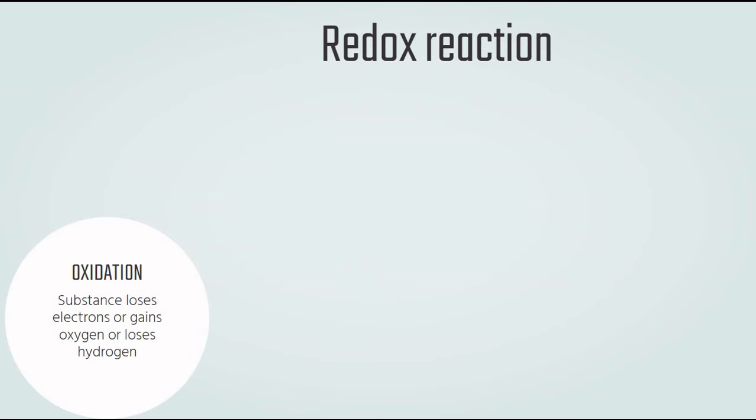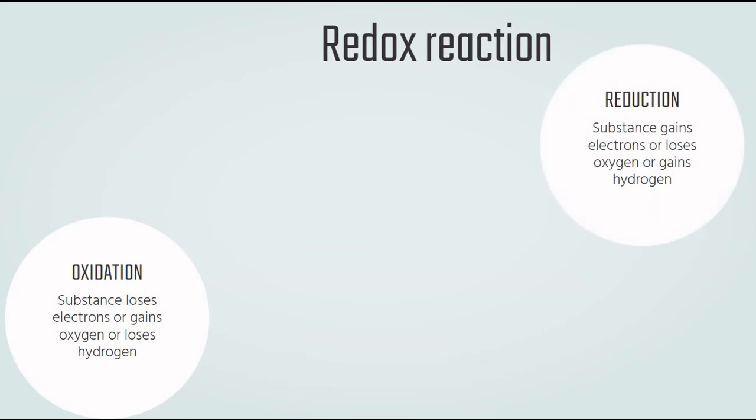So we can define oxidation as a substance losing electrons or gaining oxygen or losing hydrogen. So we can say oxidation is taking place when an element loses electrons or gains oxygen or loses hydrogen. We can write reduction as a substance gaining electrons or losing oxygen or gaining hydrogen.